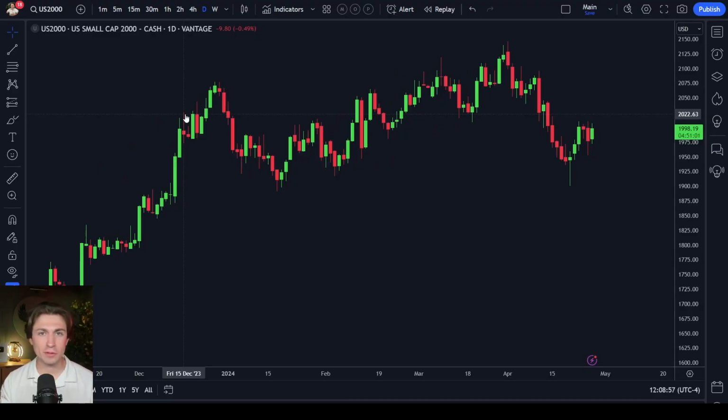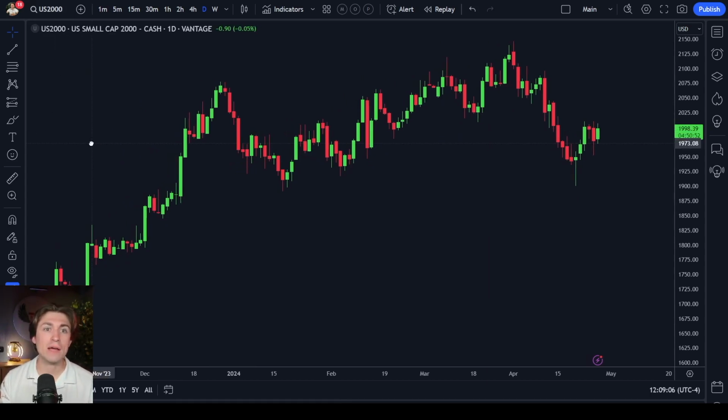Now, the last index we're going to talk about is the Russell. Now, the symbol here for Vantage is US 2000. So when you're using your Vantage account, you can just search up US 2000 and you'll be able to find this CFD. Now, here's the thing that you got to understand about the Russell.